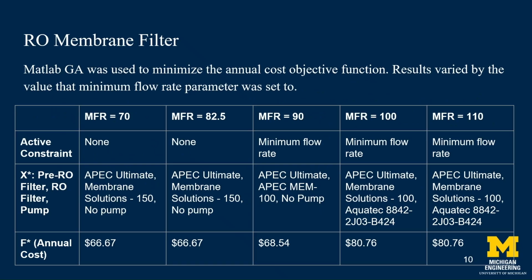We used a genetic algorithm to minimize the annual cost objective function. For lower flow rates, we found that the optimal solution yielded an annual cost of $68.54 with no active constraints, and for minimum flow rates greater than 82.5 gallons per day, the flow rate constraint was active and annual cost went up as the minimum flow rate increased.